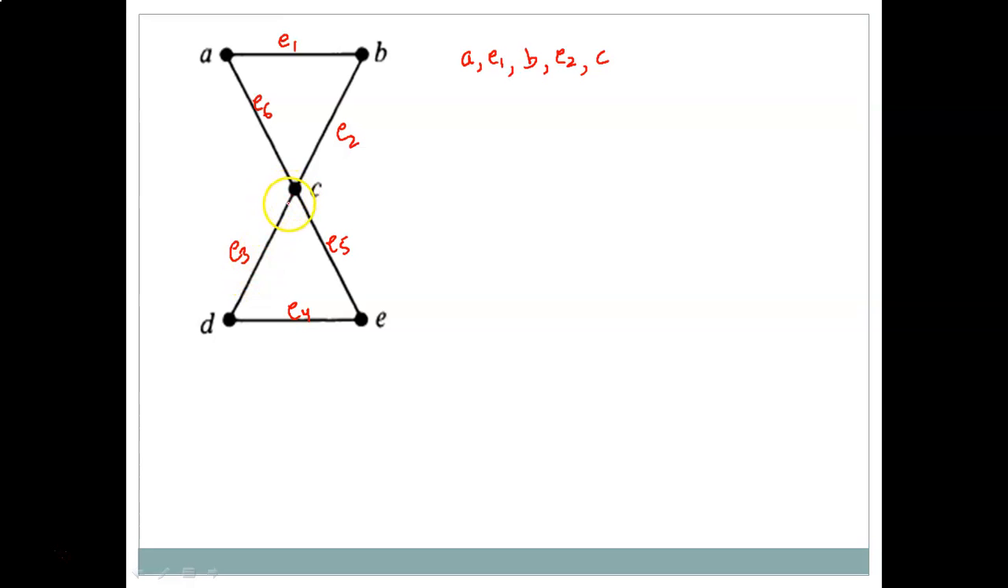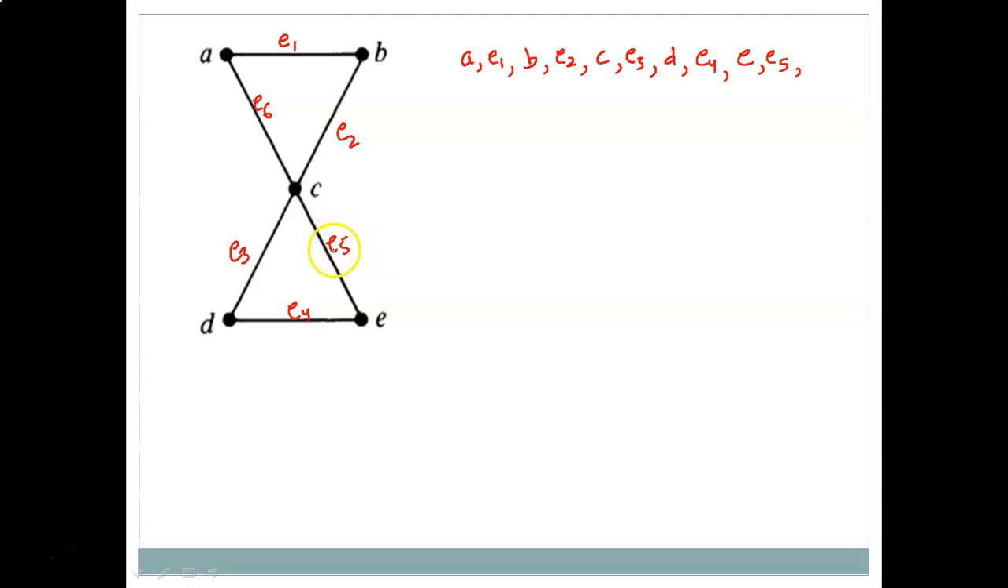Suppose I am traversing through this E3. So from C I am traversing through E3. So I have to write here E3. When I am traversing through E3, I am arriving at D. So write here D. Then from D we should move along E4. So I am writing here E4. Then along E4, I am arriving at, suppose, E. So write here E. Then from E, now we have to return back through E5. So I'm writing here E5.